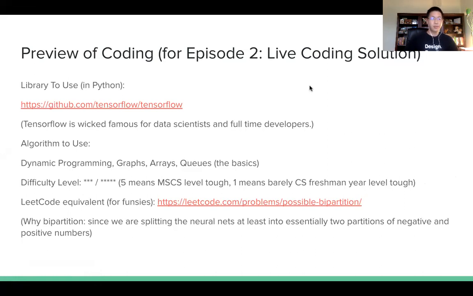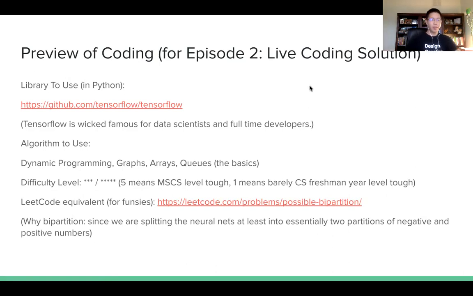So I'm going to use the TensorFlow library in Python, and in 2 weeks you'll find out the solution. It's wicked famous for data science and full-time developers. The algorithm I'm going to use is basically the diamond program I showed earlier, some graphs, queues, and arrays, the basics. The difficulty level is not too bad. It's not my master's level tough, but it's also not first year freshman. It's more like end of undergrad level tough. And of course, the LeetCode equivalent for funsies is possible by partitions. So if you want to do the LeetCode equivalent of my coding solution, you can do that problem.